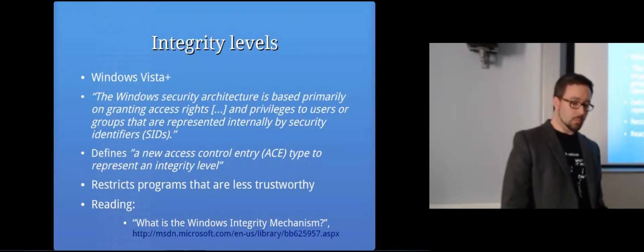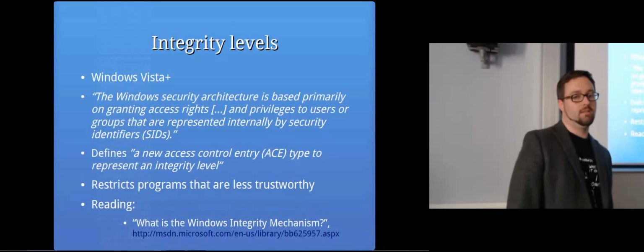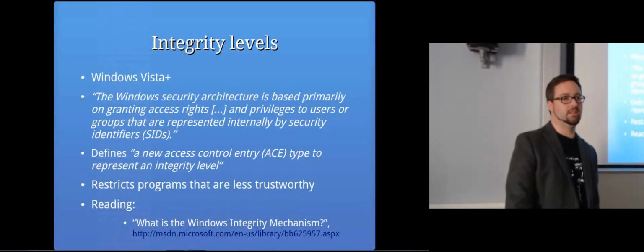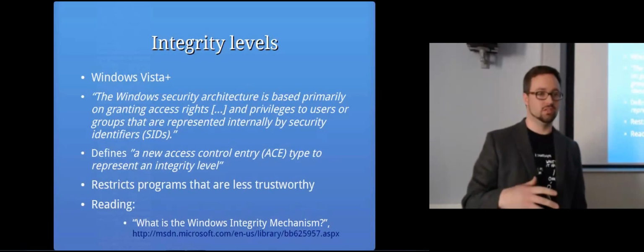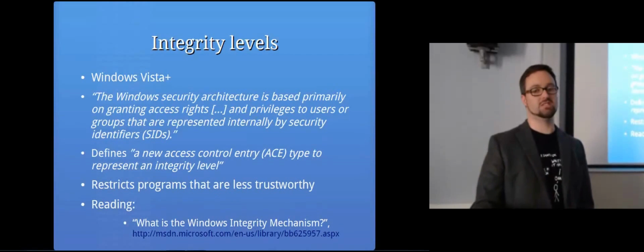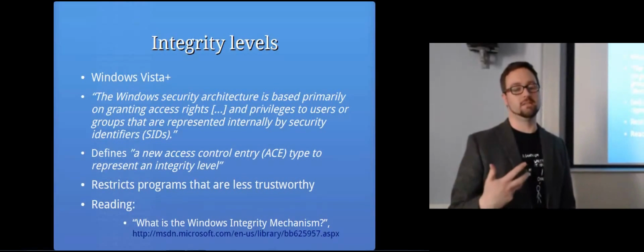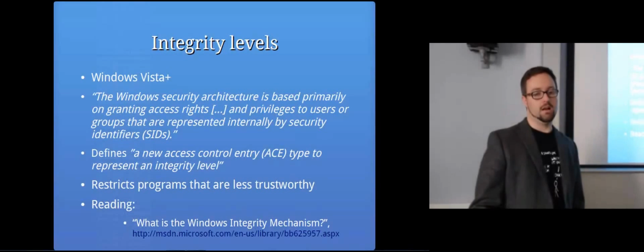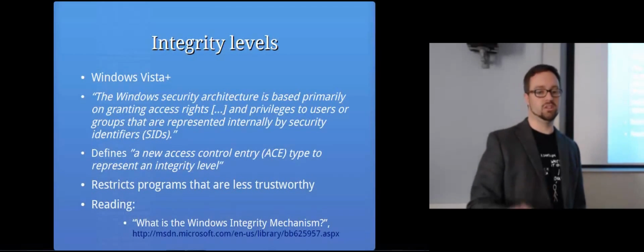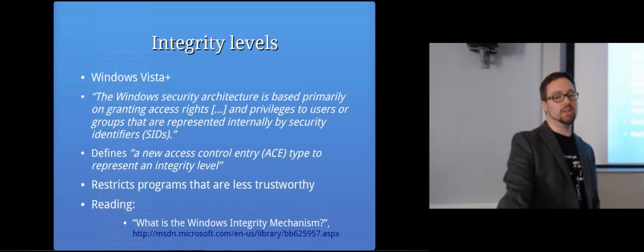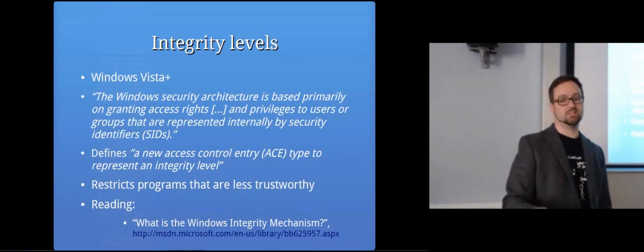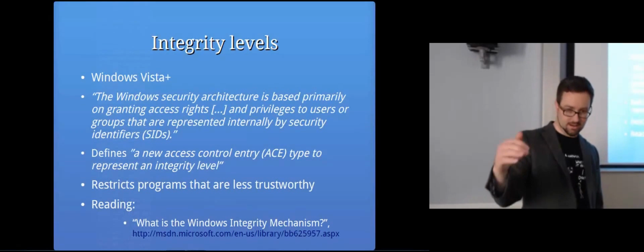Integrity levels. So on Windows, everything newer than Windows Vista has integrity levels. The Windows system is similar to Linux in that most of the security decisions are based on granting privileges to users or groups, which are represented by SIDs, security identifiers. But starting from Windows Vista, there's a new access control entry, or ACE, type which represents an integrity level. And what that allows you to do is restrict programs that are less trustworthy. And there's a link there if you want to find out more.